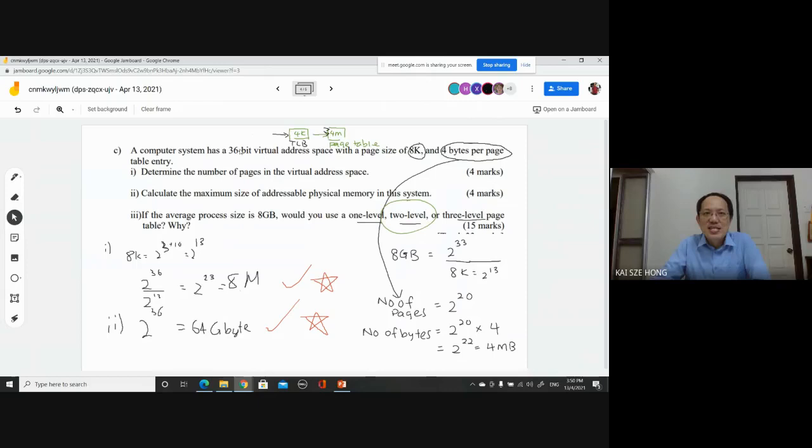So because it's 32-bit, the maximum size of addressable physical memory also includes the memory and also the hard disk. If not, then we won't be able to answer this question. It is the maximum size of addressable physical memory according to this virtual address space, because there's no more information, right? They don't tell us what the memory size is. We only have this 32-bit virtual address space. So this physical memory size is a virtual physical memory size.